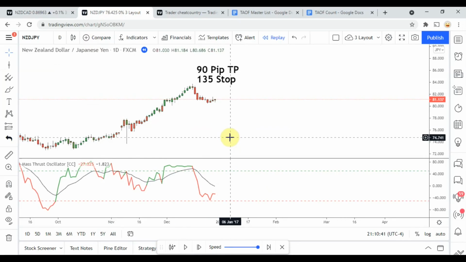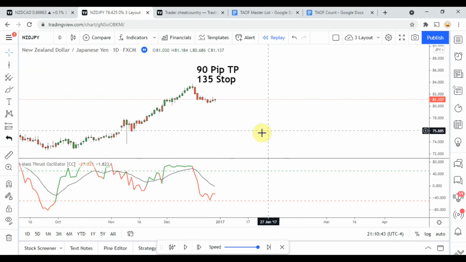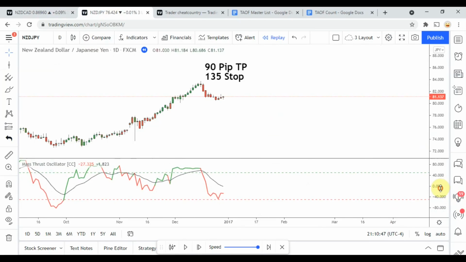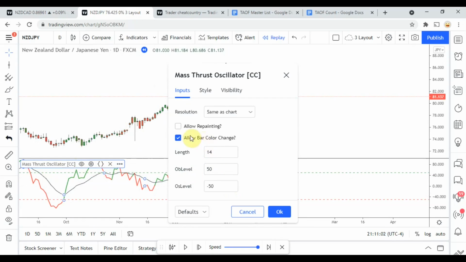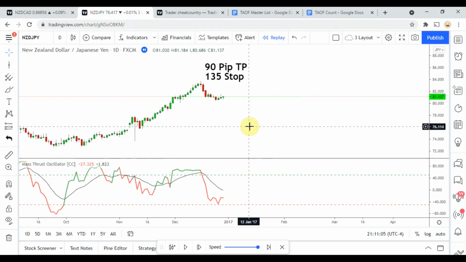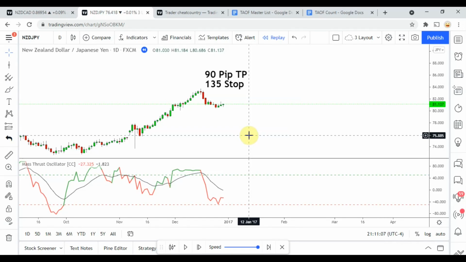Alright, so today's indicator is the mass thrust oscillator. And you can see it here on the bottom of the screen. This is a Cheat Country created indicator. And so like most of his indicators, they modify the bar or candle color on the price action. And so we're going to go ahead and turn that off because that is often requested by viewers.